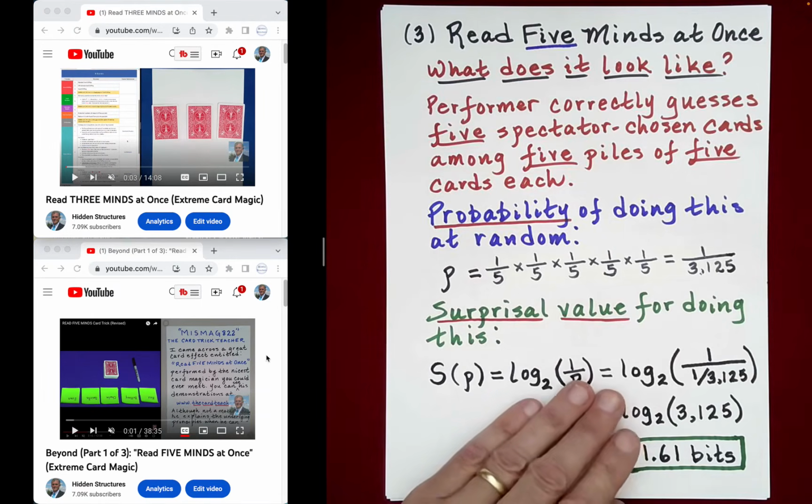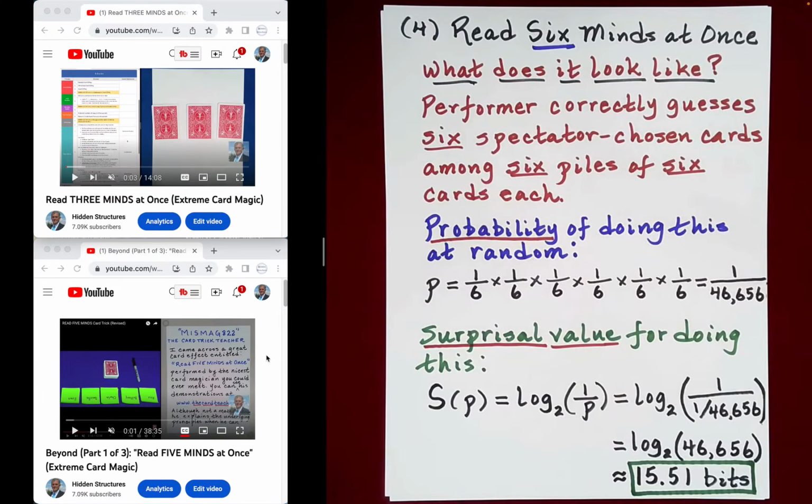Okay, so quickly, of course with a single deck of cards, you can do 6 piles of 6 cards each. That would only be a total of 36 cards. There's 52 cards in a standard deck.